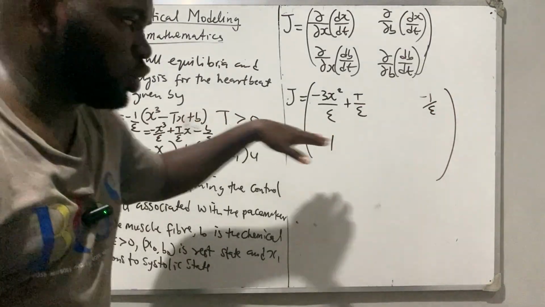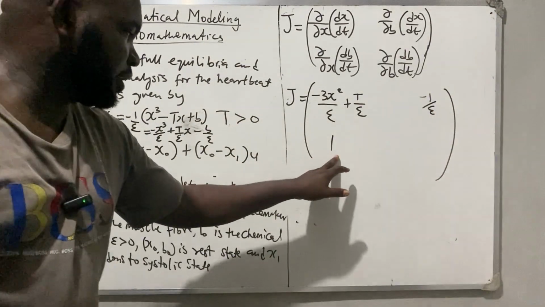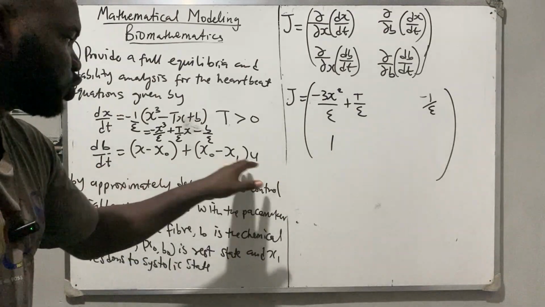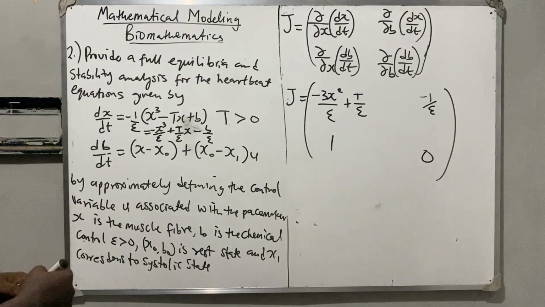You now go to the second equation, which is the second line. In the second equation, differentiate it with respect to x, you get this. Differentiate it with respect to b, and there is no b here at all. So I'm getting 0. Are you getting that now?